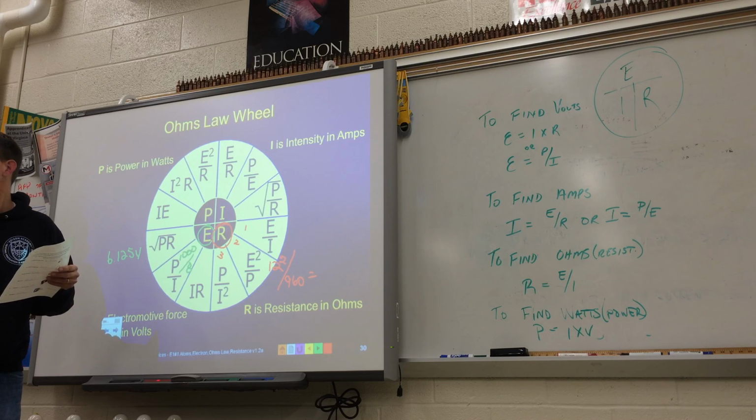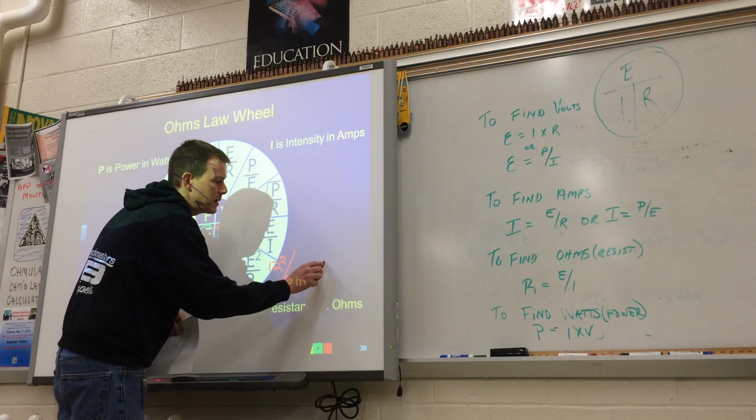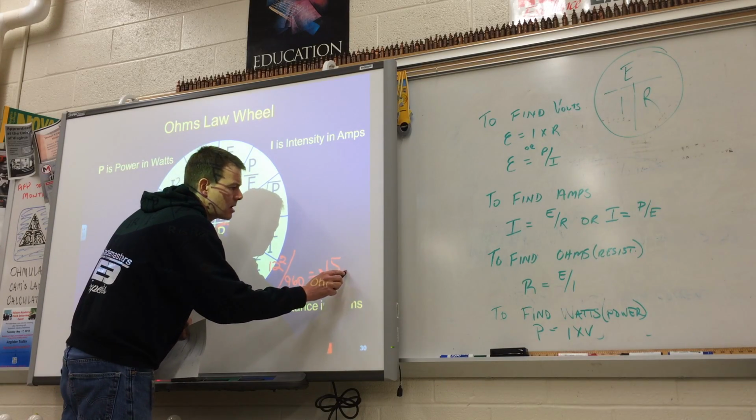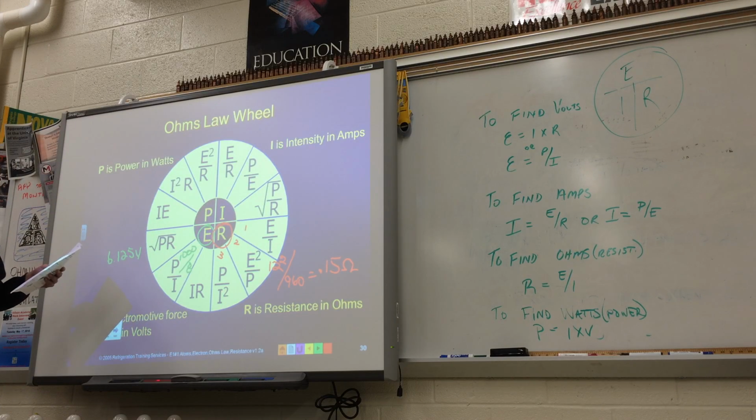Where's your calculator? You need your calculators out. Can't you tell we're doing the math? Everybody should have their calculators out. It's 0.15. Yeah, it's nice to wait around for the other people to do the math, but that's not going to let you learn. 0.15 amps. All right? I'm sorry, 0.15 ohms. Resistance. I'm already on to the next one.